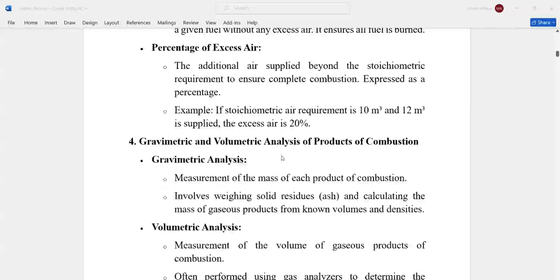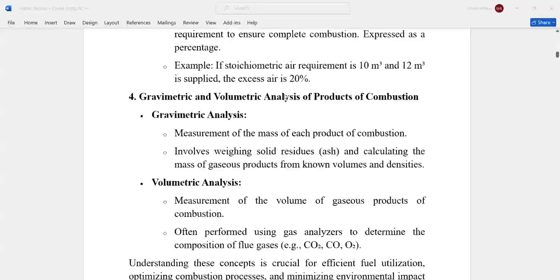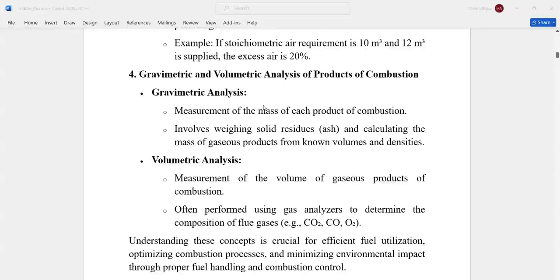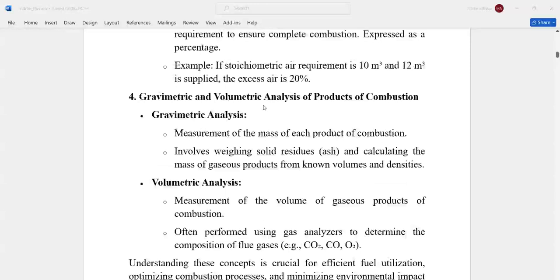So among the byproducts of combustion, you can also always find excess air, and then you can determine it by this method. Now, gravimetric and volumetric analysis of the products of combustion are the ones that can help us to determine the percentage of excess air in the products of combustion, and also maybe if there is nitrogen, by what percentage.